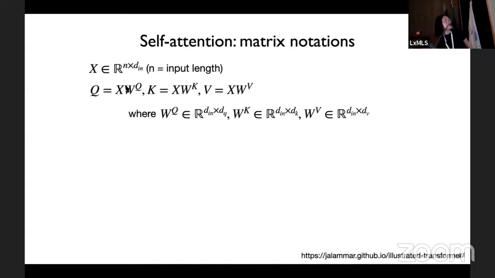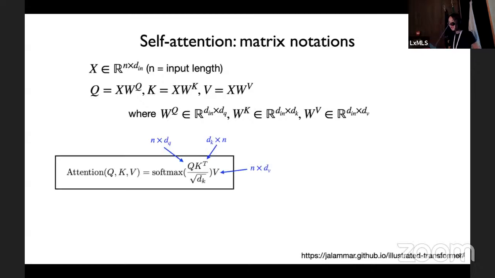And then we can write this in matrix form. We get the Q matrix by multiplying X and WQ. X is n by d_in, WQ is d_in by dq, so as a result Q is a matrix of size n by dq. Each row of Q is a query vector. Similarly, you can calculate the matrices K and V, where each row is a key vector and a value vector. Then you can calculate the attention in this form.